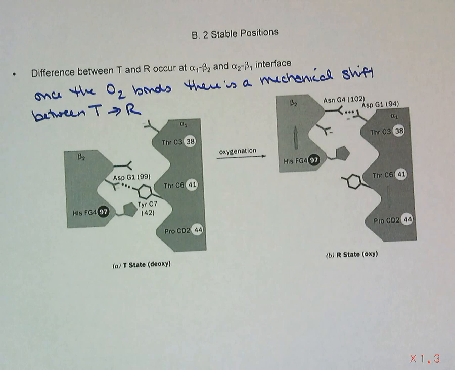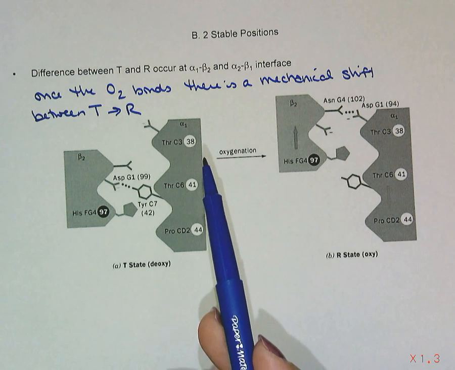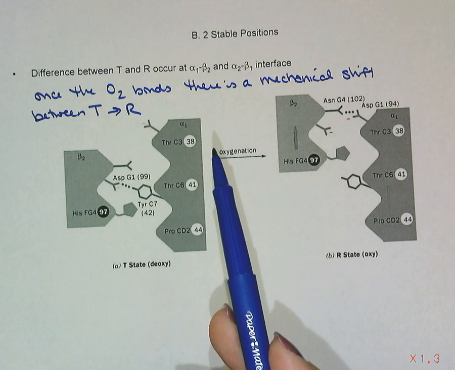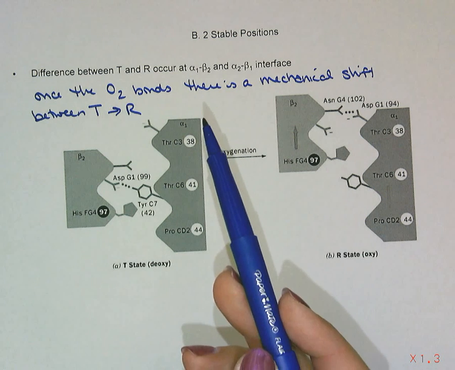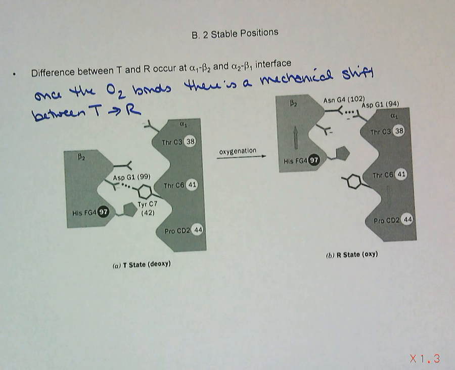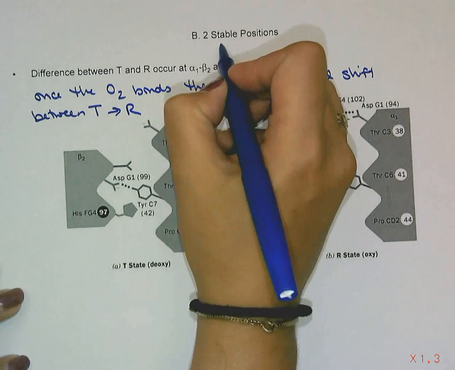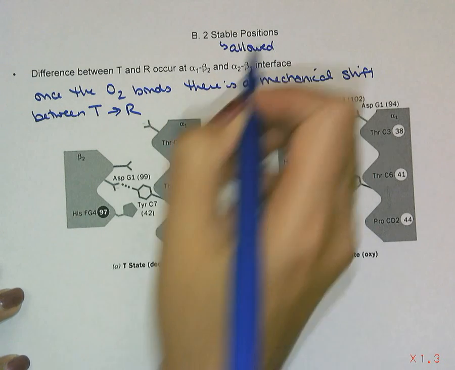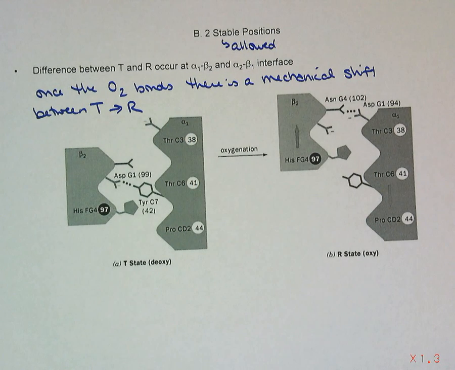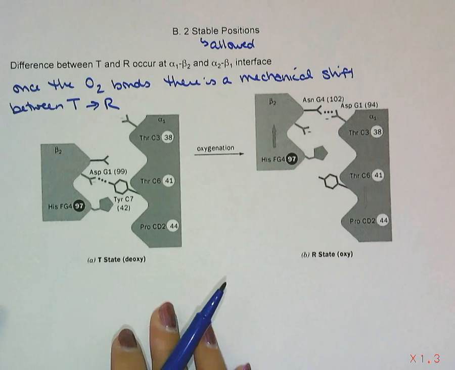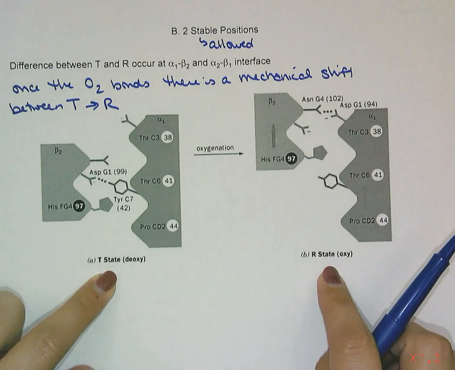I don't know if you caught on, but it's kind of important that there is a mechanical shift between the T and the R, because I've said that probably about 20 times in 10 minutes. So there is a mechanical shift that goes on between the two of them, from one allowed conformation to the other allowed conformation. There are only really two stable or two allowed positions. And it comes down to looking at our differences in amino acids between our T state and our R state.